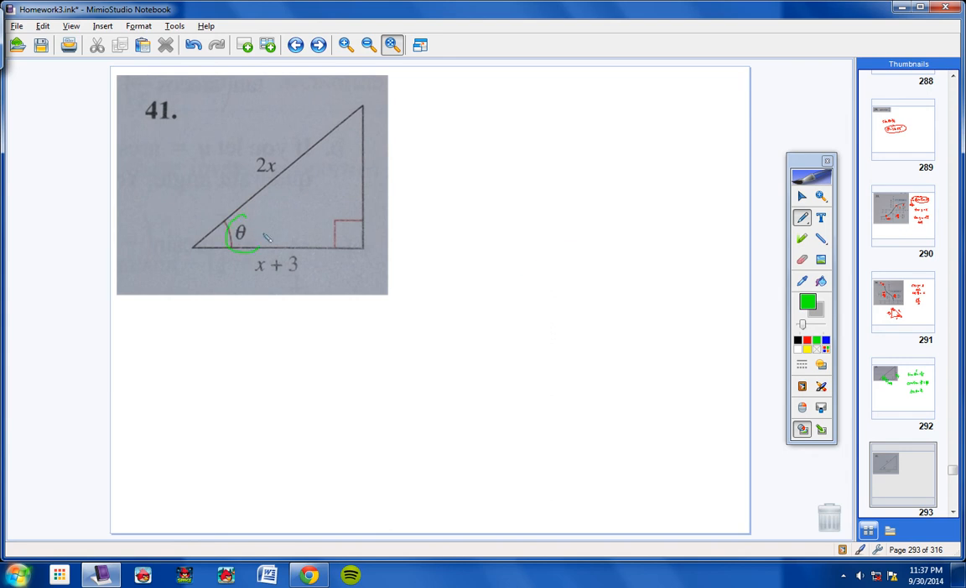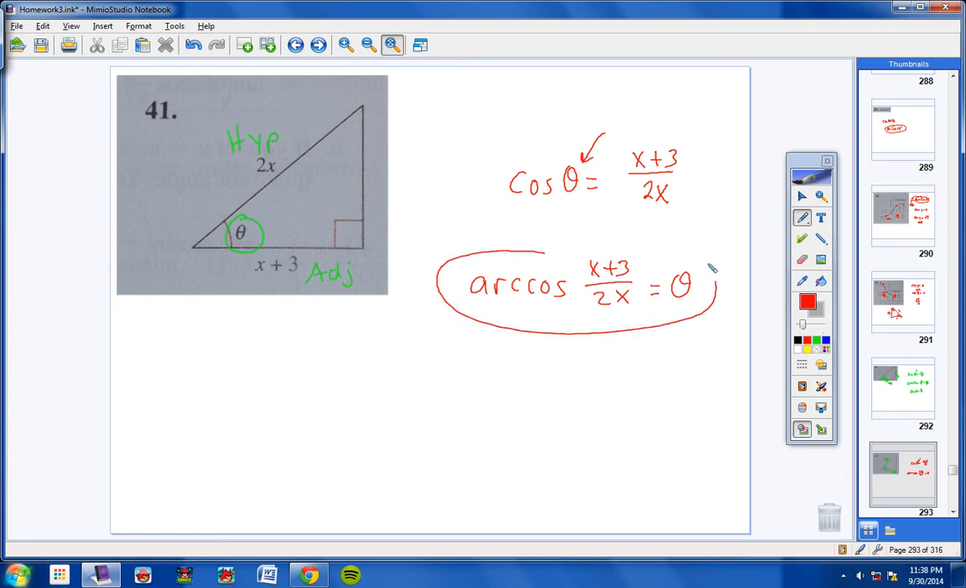Okay, here's theta. So we call this side here adjacent, and we call this side here hypotenuse. So with that in mind, we know we're going to use adjacent. We're going to use cosine. So cosine of theta equals adjacent over hypotenuse, x plus 3 over 2x. And now we rewrite it so that theta is all by itself. So we're going to write arc cosine of x plus 3 over 2x equals what? Well, what's your unknown right here? Equals theta. There we go. You just wrote theta as a function of x, or theta in terms of x. Okay? Alright, moving on to number 45.